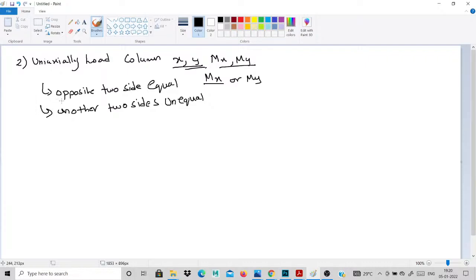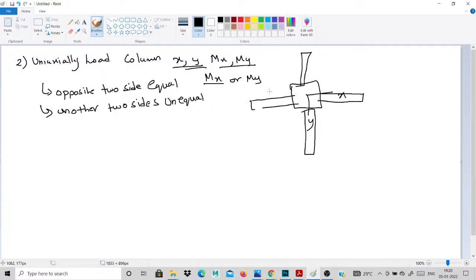How to identify the uniaxial loaded column from your beams? I draw this column. This is my column, with x direction and y direction. I draw this beam, one beam acting on this column. In this way four beams will be acting on this column. Understand this: the opposite two beams are equal, this is 5 meter and this is 5 meter, and then these two beams, this is 4 meter and this is 3 meter. These are unequal beams.